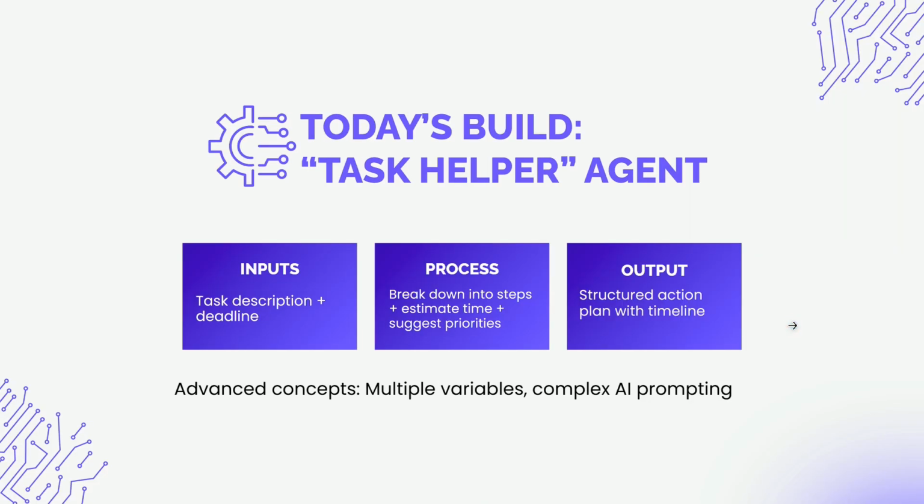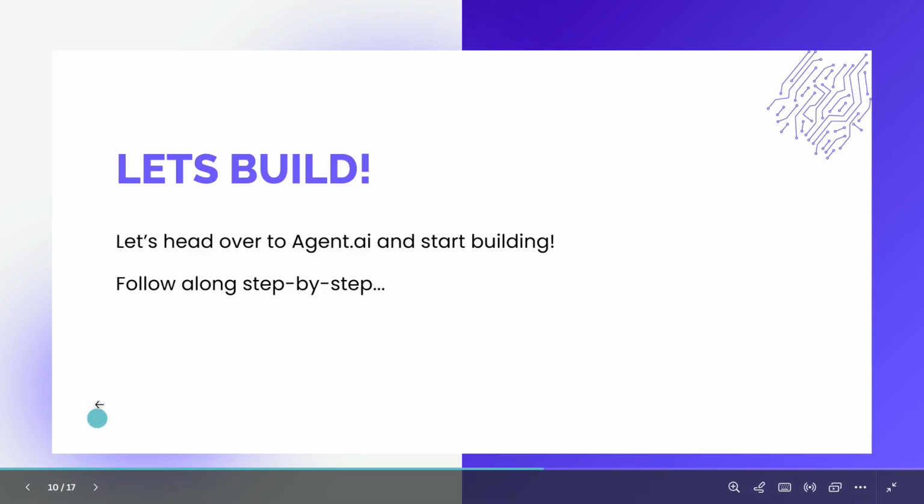Today we're building something more sophisticated, a task helper agent that demonstrates advanced architecture concepts. This agent will take a task description and deadline, then use AI to break it into manageable steps, estimate time requirements, and suggest priorities. What makes this advanced is that we'll use multiple variables, conditional logic, and complex AI prompting to create truly intelligent behavior. You'll see how professional level agents handle complex workflows and a multi-step reasoning process. Let's build this together and explore agent architecture through hands-on experience.